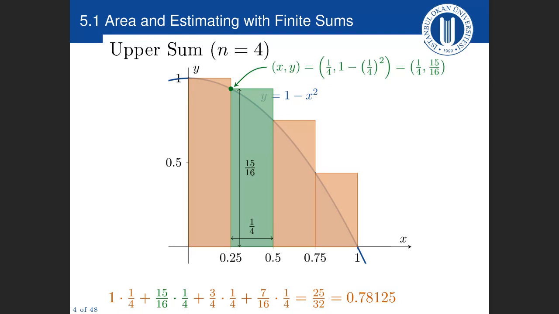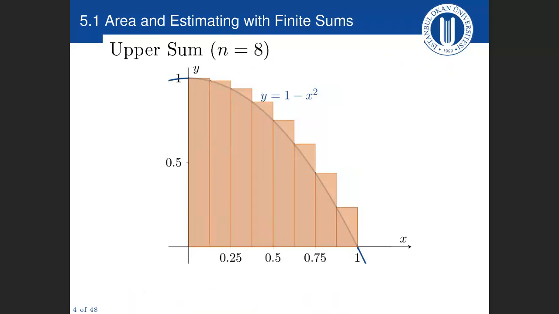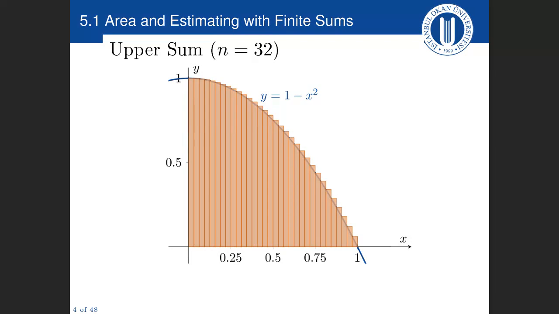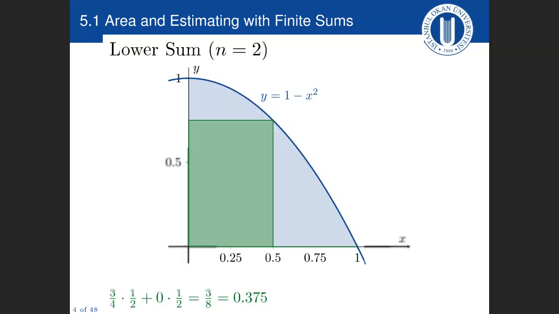Let's suppose we did 8 rectangles, or 16 rectangles, or 32 rectangles, etc. As we increase the number of rectangles we're using, the area of the rectangles in total is going to get closer and closer to the real area of R. So that's upper sum, but there's another way we could do this. We could use a lower sum.